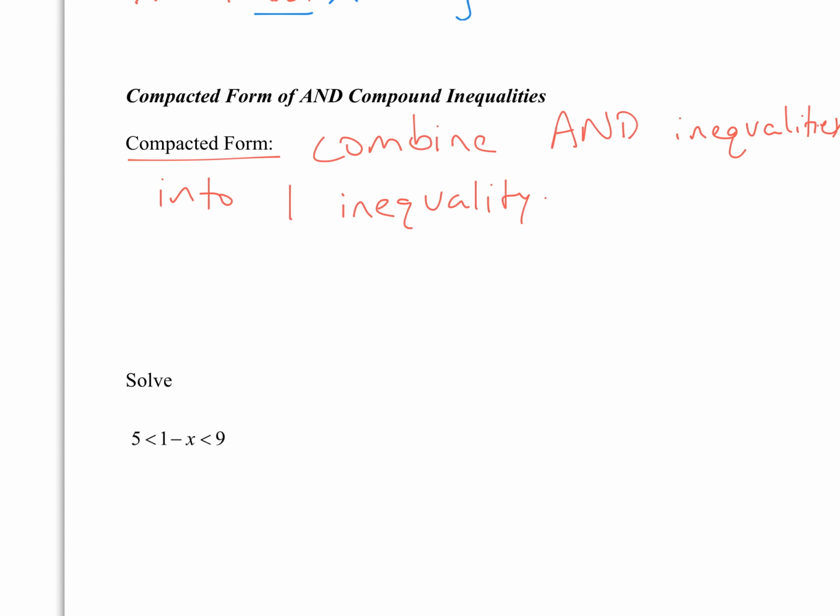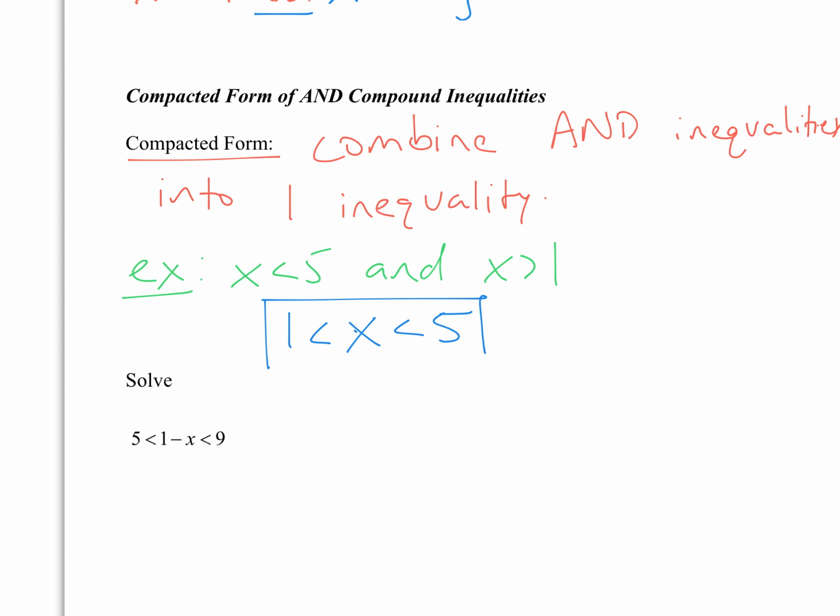inequality. So we had seen this example already. Our example was x is less than 5 and x is greater than 1. Since it is possible to have a number less than 5 and greater than 1, we combined it into one inequality. We said x is in the middle. Your inequalities actually face the same way, and x is shoved between 1 and 5. So this would be an example of a compacted form. And we can solve these types of compacted forms.